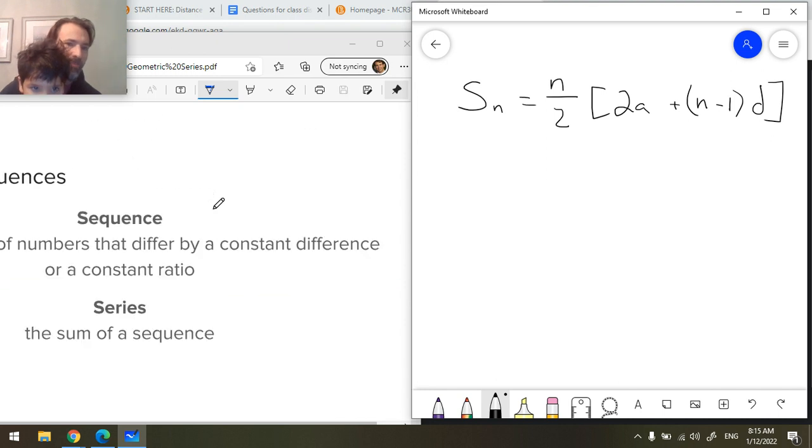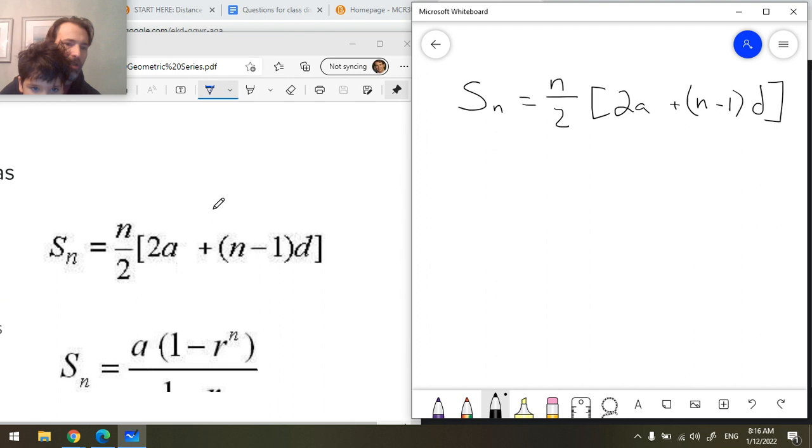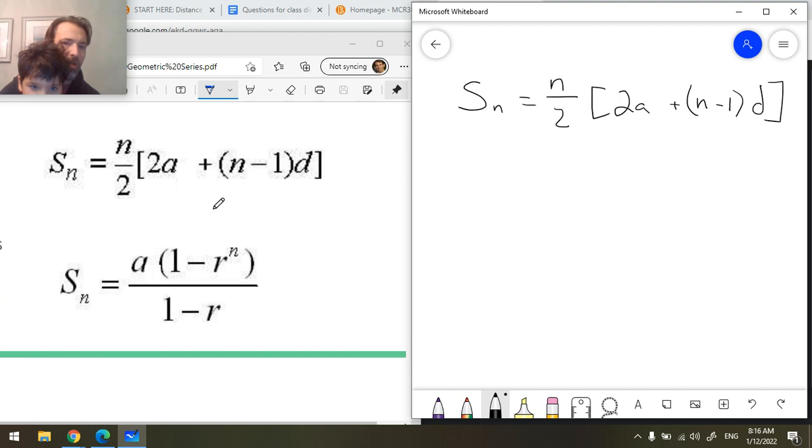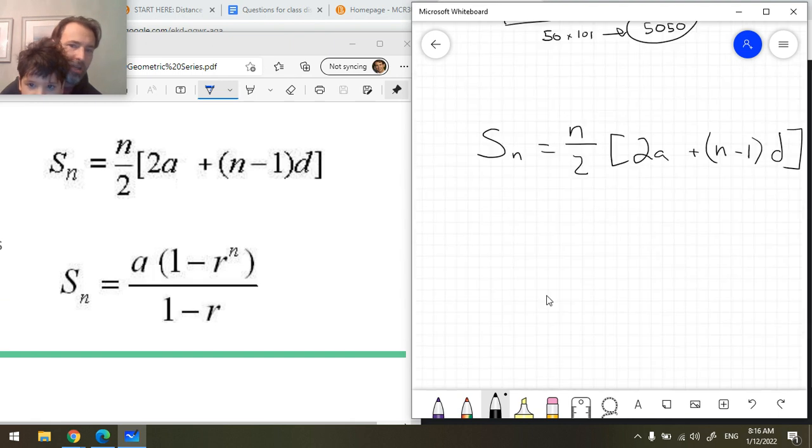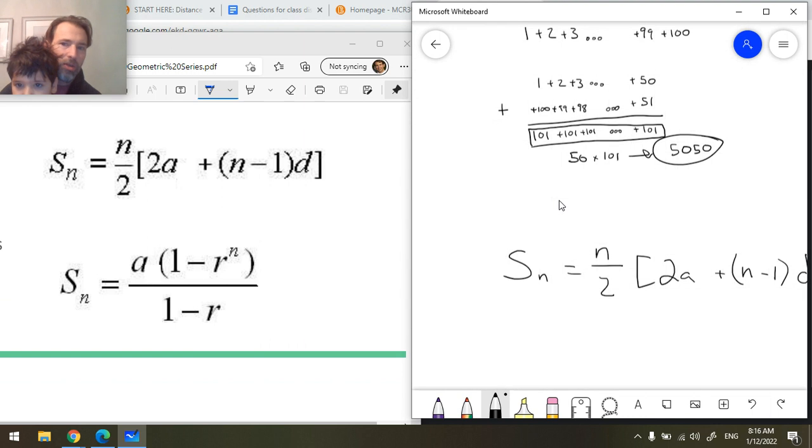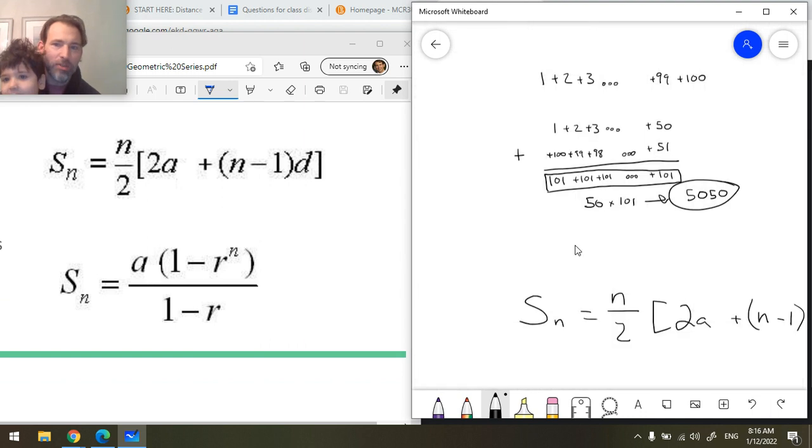Okay, so if we go back and take a look, let's just test our results for Gauss. And what happened with Gauss? We noticed that this is the story.